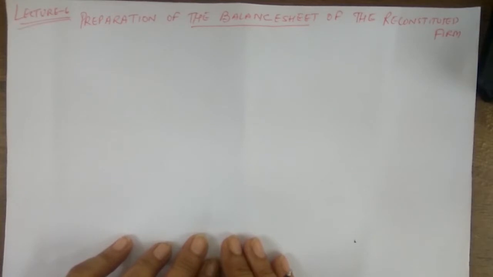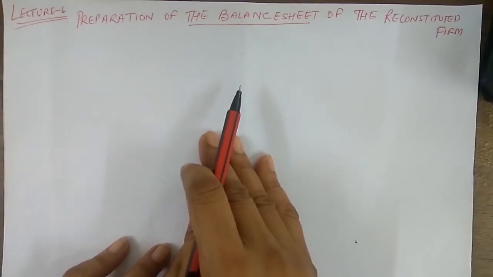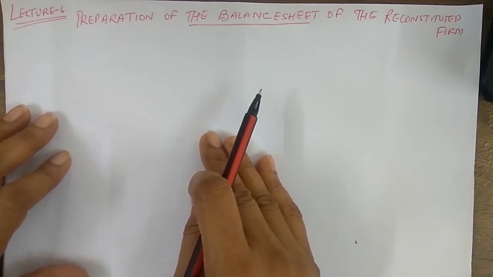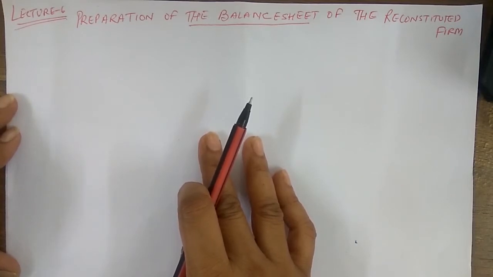Before making the balance sheet, there is a need to make the revaluation account along with the partners' capital accounts. Whatever change there is in the capital accounts will be shown in the balance sheet. So the balance sheet will show the change in the capital accounts of the partners as well as the change in the values of assets and liabilities. That is why we need to prepare the balance sheet of the reconstituted firm. We will take one example to make clear how to make the revaluation account, how to make the partners' capital accounts, then prepare the balance sheet. So listen to the statement carefully.